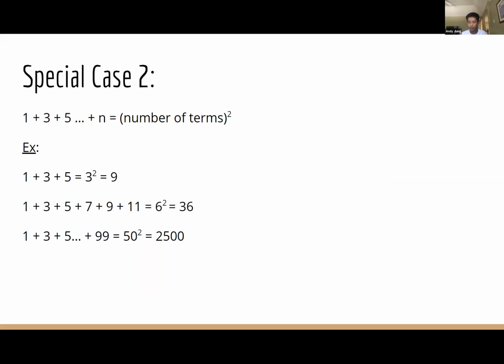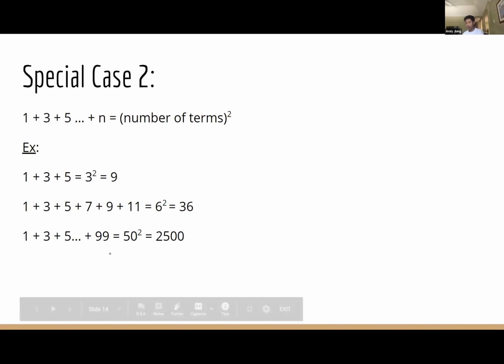Okay. So the first example is 1 plus 3 plus 5. I can see straight away that there's three terms. So I square 3, and I get 9. Second one, there are 6 terms, 1 through 11. So that's 6 squared, which is 36.